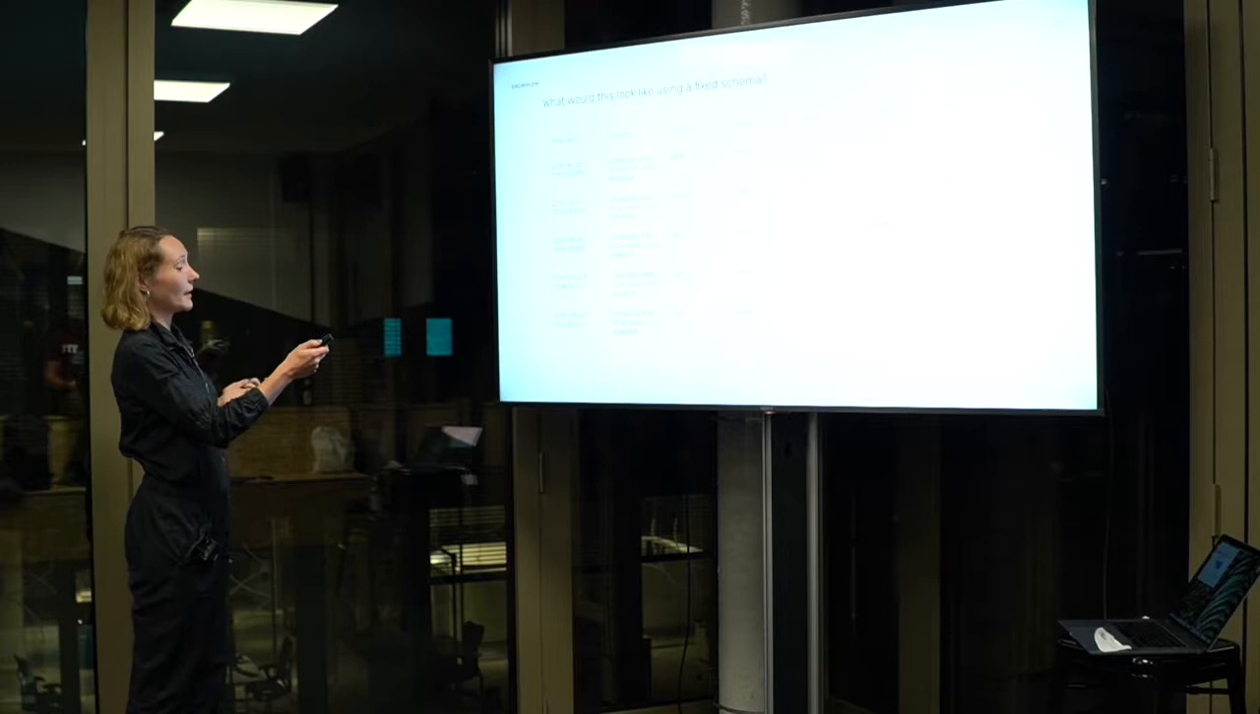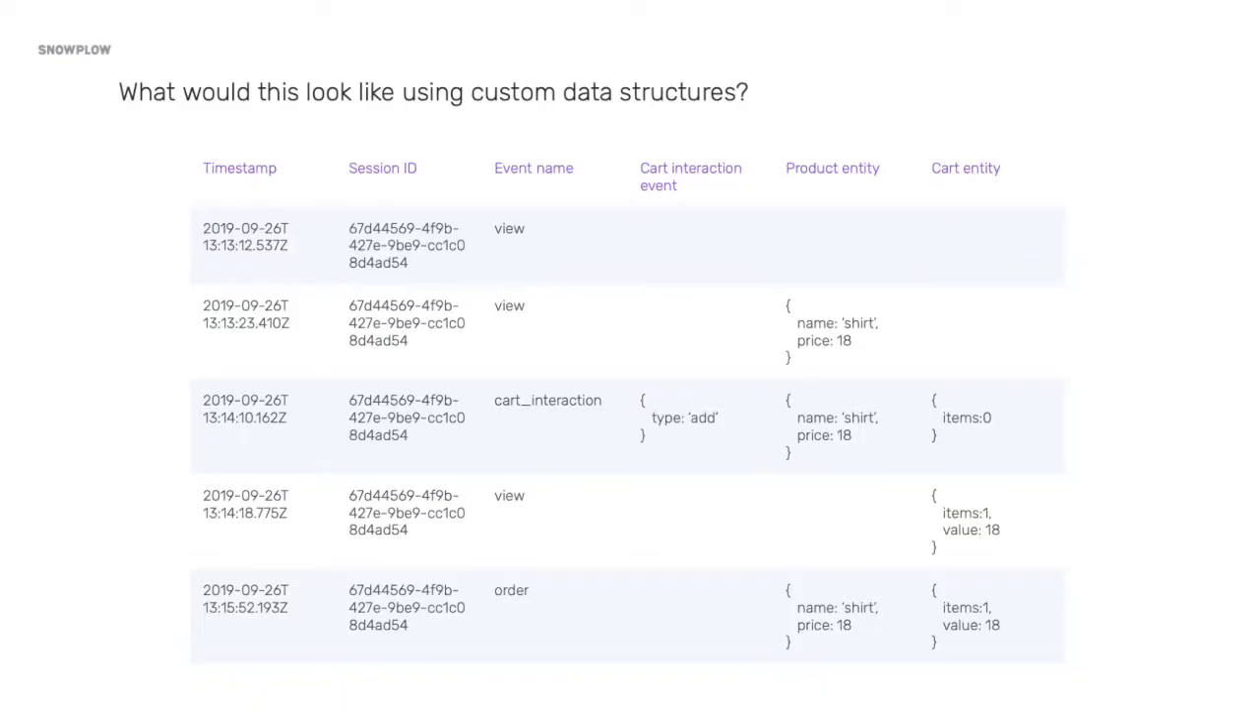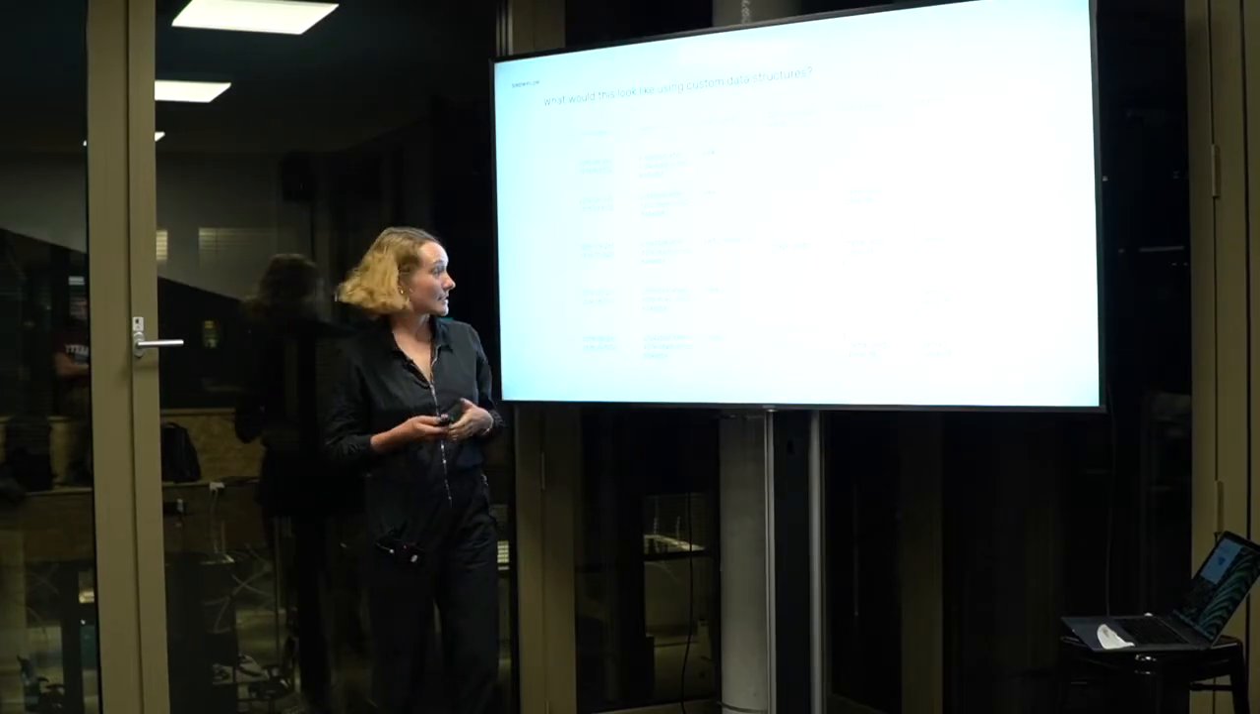So what would this look like using more custom data structures that describe what the user is doing? So again, you have your timestamps, your session IDs. You might start defining some of your own events. So instead of having that fixed schema, you might start defining a cart interaction event. And then you might start defining some entities that you want to capture that additional information. So just as we had the shirt and the price before, you now have that as a product entity.